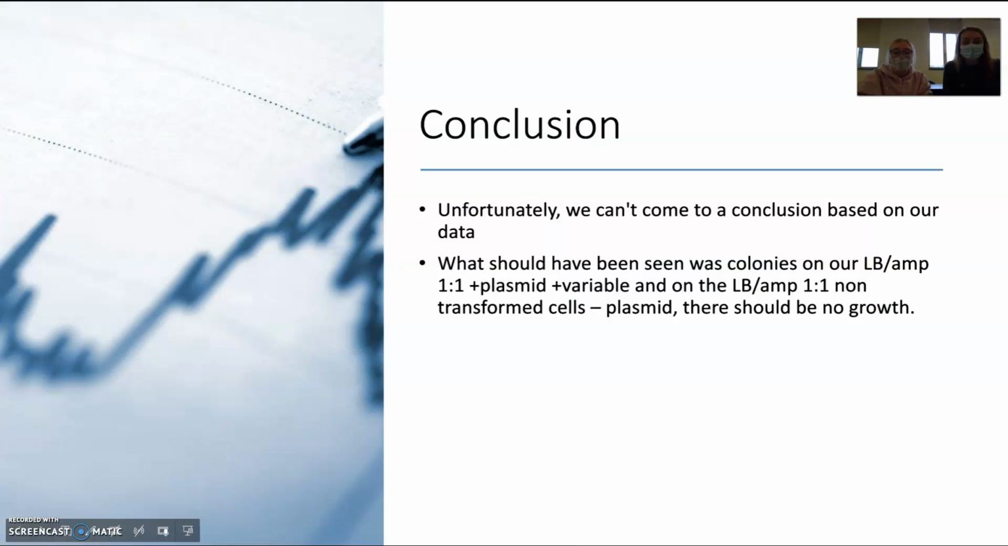Unfortunately, we can't come to a conclusion based on our data. What we should have seen was colonies on our LB AMP 1-to-1 with the plasmid and variable, and on the LB AMP 1-to-1 non-transformed cells without the plasmid, there should be no growth, but on our plates we saw lawn growth.